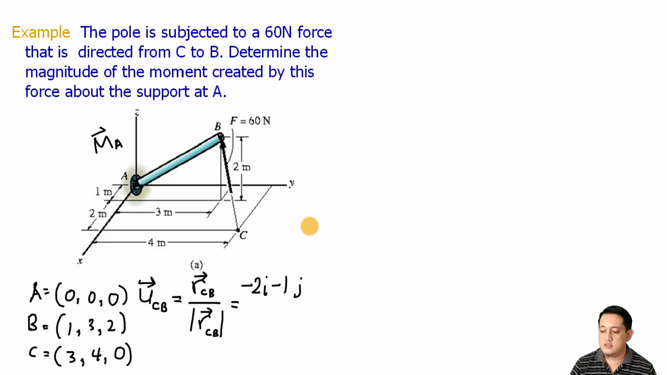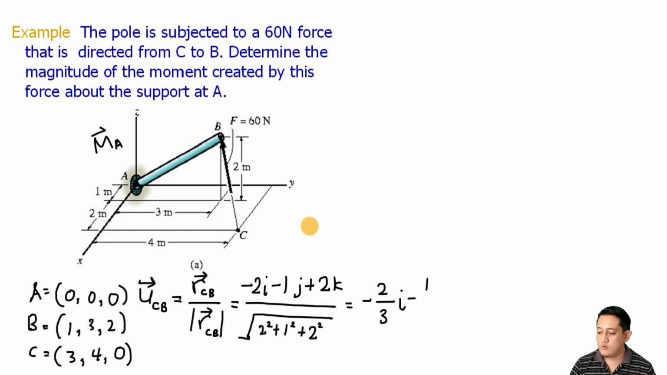And then 2 minus 0, so 2k. Over the magnitude, which is the square root of 2 squared plus 1 squared plus 2 squared. If we calculate this, we get negative 2 over 3i minus 1 over 3j plus 2 over 3k. To change this force into Cartesian vector form, as mentioned earlier.